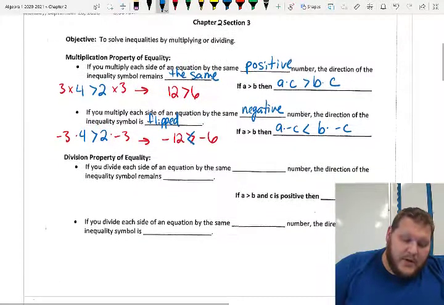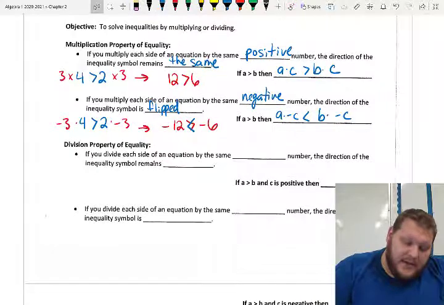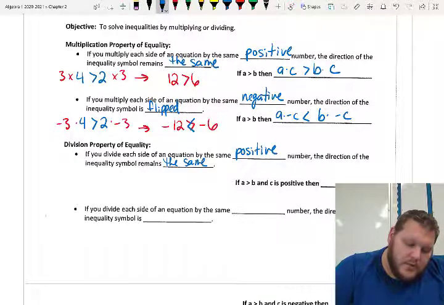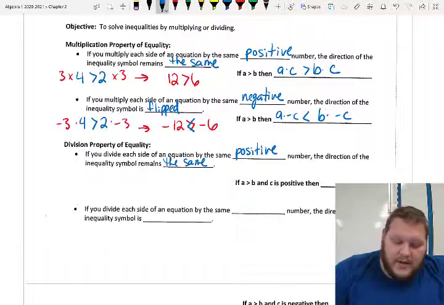The same thing happens with our division problems. If I divide by the same positive number, the inequality stays the same. And the way that would look inequality-wise, if A is bigger than B and C is positive, then A over C, or A divided by C, is still bigger than B divided by C.